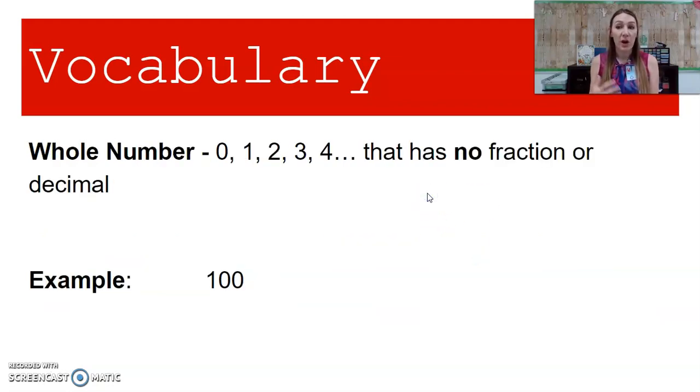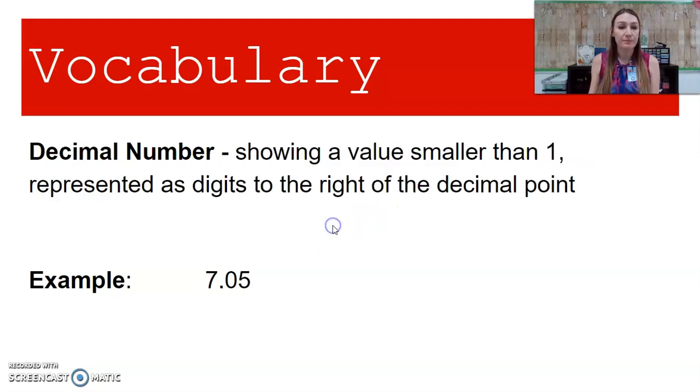Whole numbers can also be referred to as counting numbers. 0, 1, 2, 3, 4, 100, 200, 1 million. These are numbers that have no fractions or decimals. There are no parts of a number with them. They are only whole numbers.